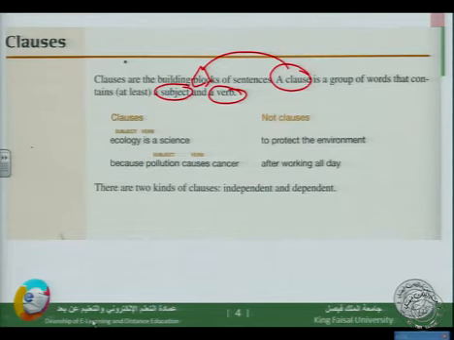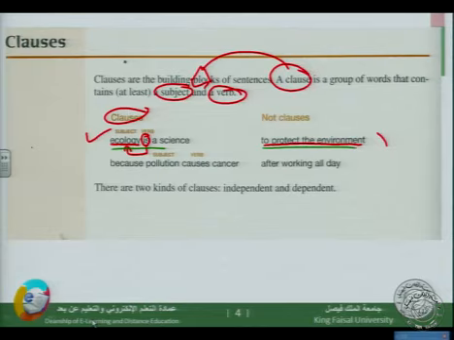Notice now: ecology is a science. Where is the verb? The most important thing is that you should always look at the verb first. The verb is "is". Where is the subject? Ecology. But then you should ask yourself a second question: does the verb agree with the subject? The subject seems to be singular and the verb is singular. So, ecology is a science to protect the environment. Now this we call a clause, even though it is a complete sentence.